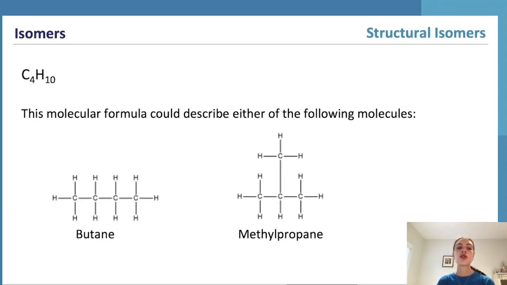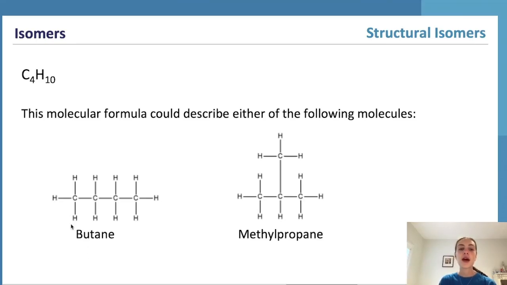So when we look at structural isomers, we can consider something like C4H10. With C4H10, we've got 4 carbons in this molecule and 10 hydrogens. And so we can easily say, well, that would describe a butane molecule because it's got 4 carbons. But what we haven't considered is how branching can affect what the molecular formula is going to be. So it could also describe methyl propane.